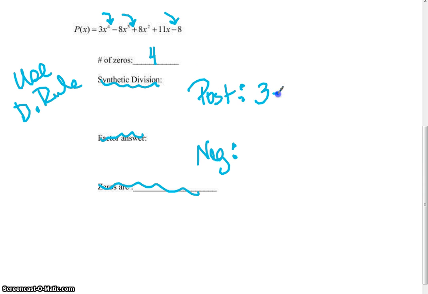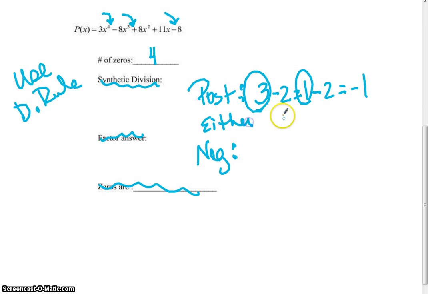Well, 3 minus 2 is 1. Keep doing that until you get a negative answer. So 1 minus 2 is negative 1. Okay, so that's as far as I have to go. The positive numbers you have listed here are going to be how many positive zeros you have. This is a positive number, and this is a positive number.